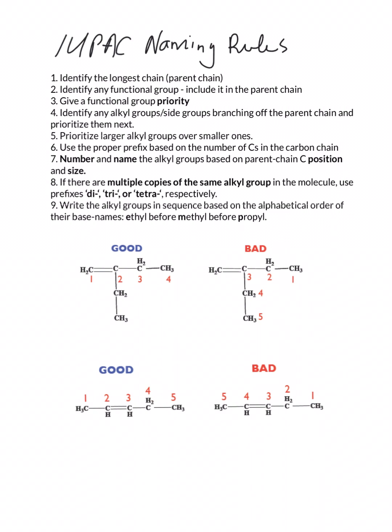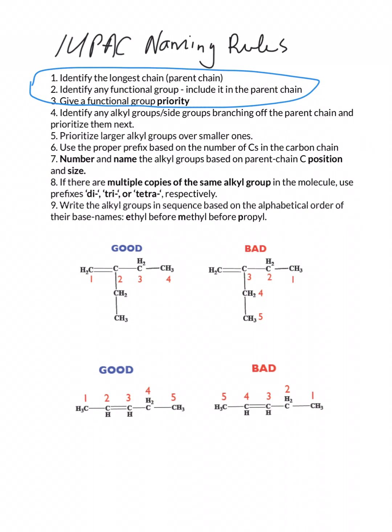If you look at rule 1 and rule 2, the first thing you do is identify the longest chain, and that becomes the parent chain. And then you identify any functional group and include it in the parent chain, and you do what's called giving that functional group priority. What it means to give the functional group priority is you number the parent chain in order to make the number as low as possible for that functional group.